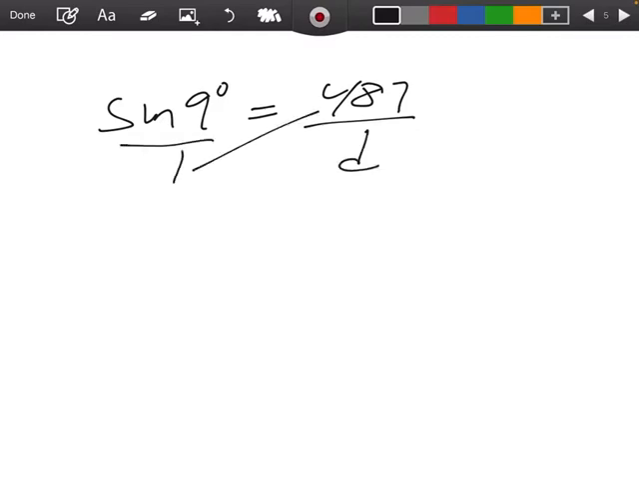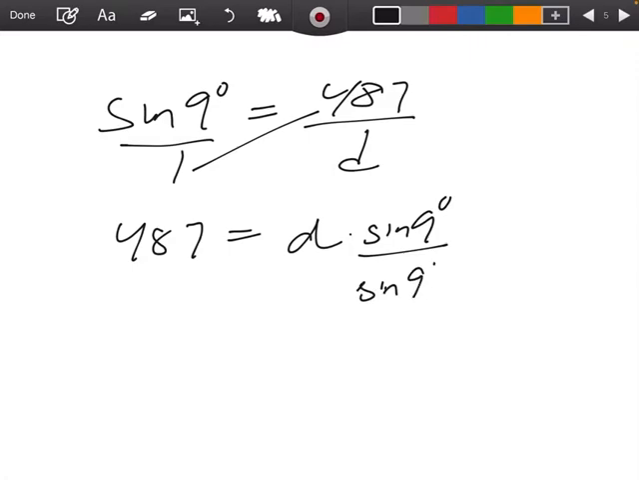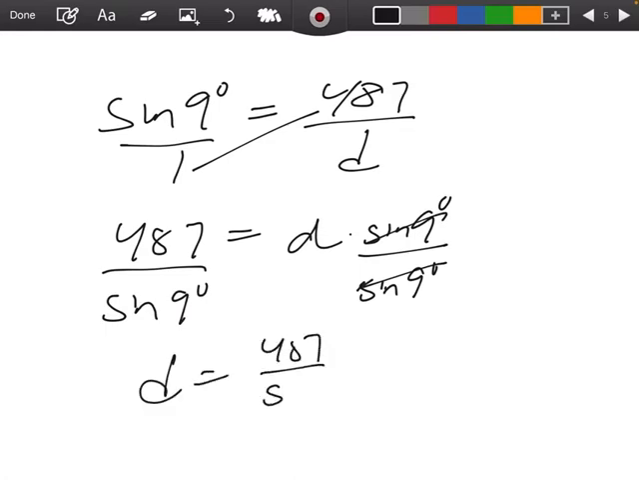We're going to think about this over 1 and cross multiply, so this gives me 487 equals D times the sine of 9 degrees. We'll divide both sides by the sine of 9 degrees. And so D equals 487 over sine of 9 degrees. And we're going to round this to the nearest foot.